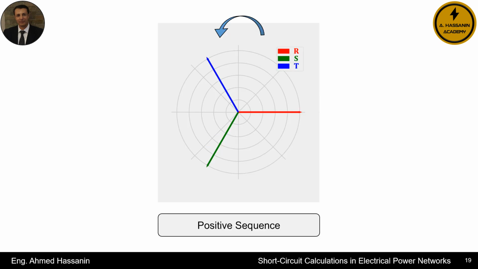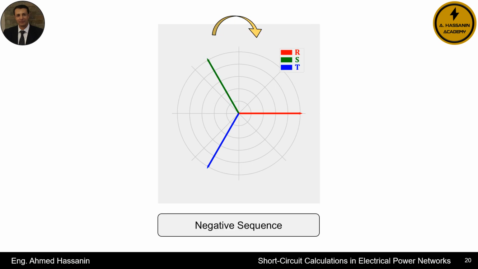I previously explained that the natural direction, or the normal sequence, of the three phases is counterclockwise. From this, we understand that since the first circuit of the symmetrical components rotates in the same direction as the natural phase rotation, it is called the positive sequence circuit, meaning phase R followed by phase S, then phase T, as I explained at the beginning of the lecture. However, it is important to note that the phase angle between each pair of phases will be 120 degrees.